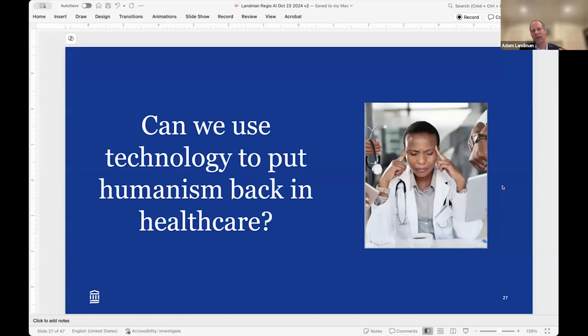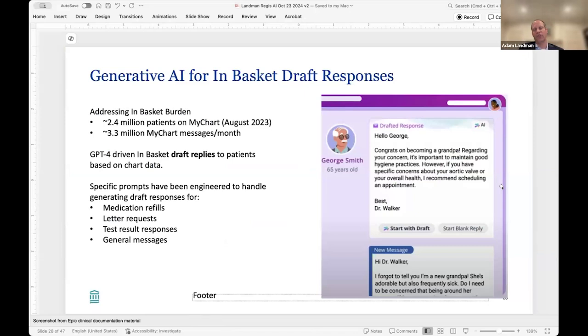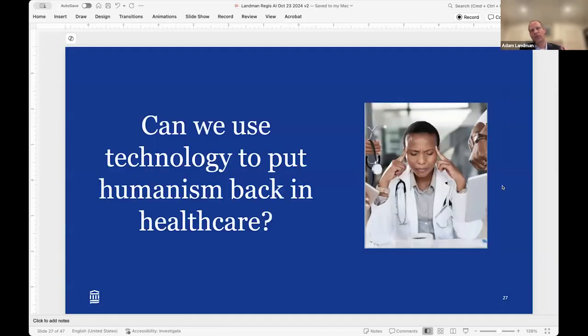But technology is not all bad. My question is, can we actually use technology to put the humanism back in healthcare, or put another way, return the joy to the practice of medicine? I'm going to share with you 2 examples. The 2 main pain points for providers right now with the electronic health record are, the first, responding to in-basket messages, and the second, doing documentation.